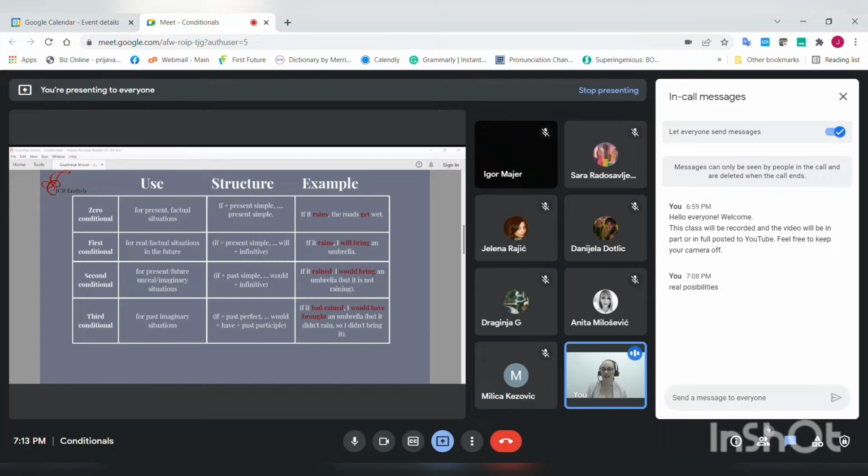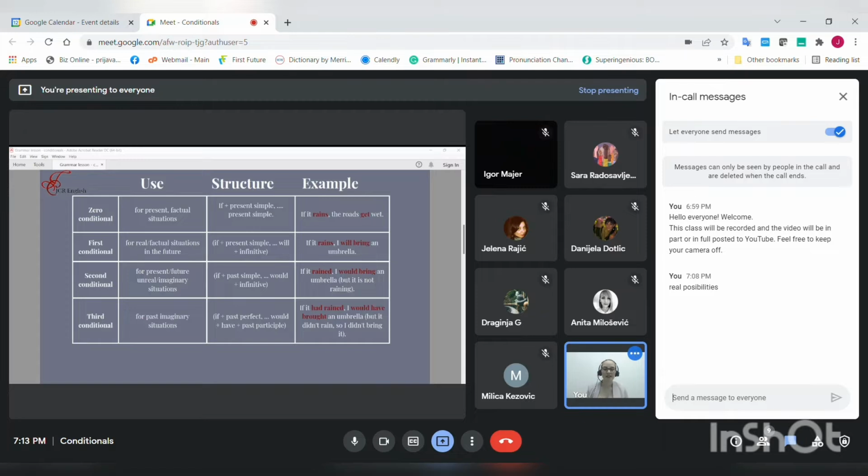Well, we can see it here. We have if and then past simple tense in the if clause. And then in the second clause, we have would, or sometimes could. And then infinitive. When we say infinitive, that means the base form of the verb. That's do, be, work. So the most common verb form.